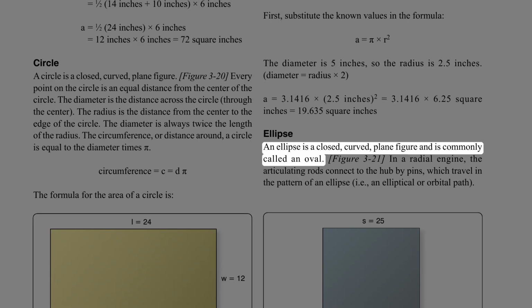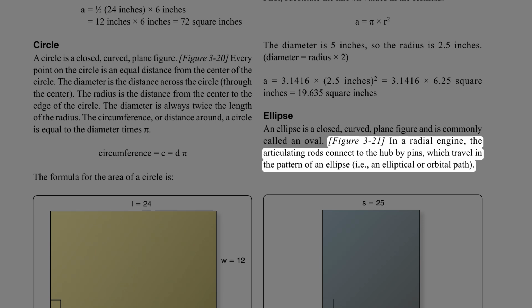Ellipse. An ellipse is a closed, curved, plane figure and is commonly called an oval. Figure 3-21. In a radial engine, the articulating rods connect to the hub by pins, which travel in the pattern of an ellipse, i.e., an elliptical or orbital path.